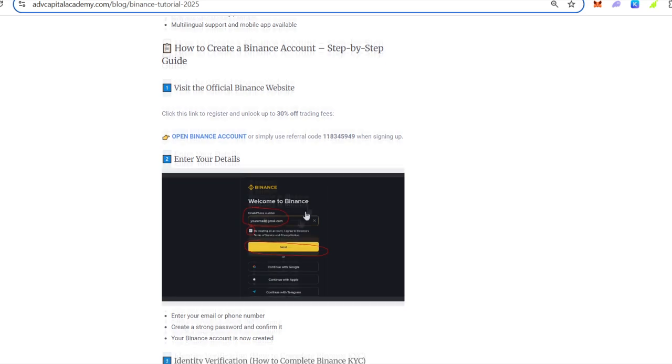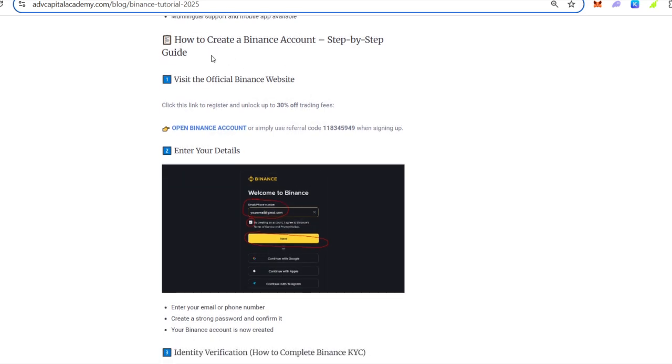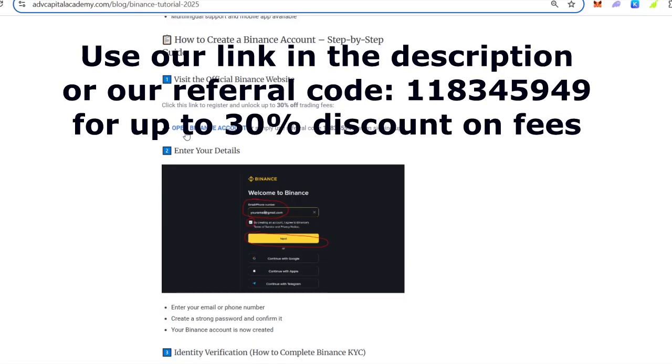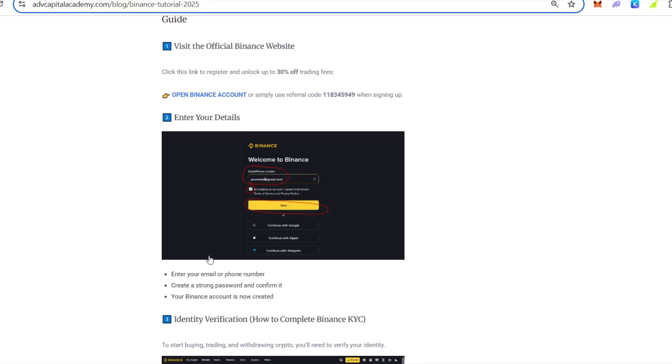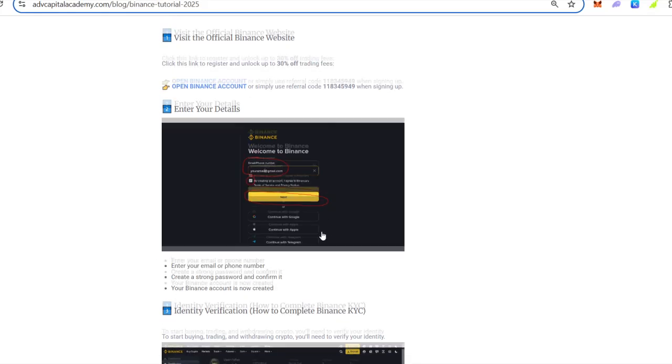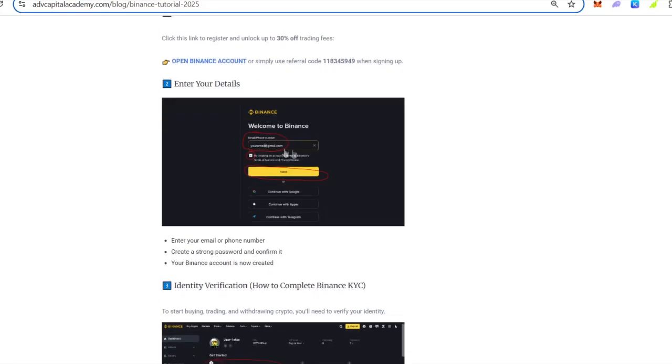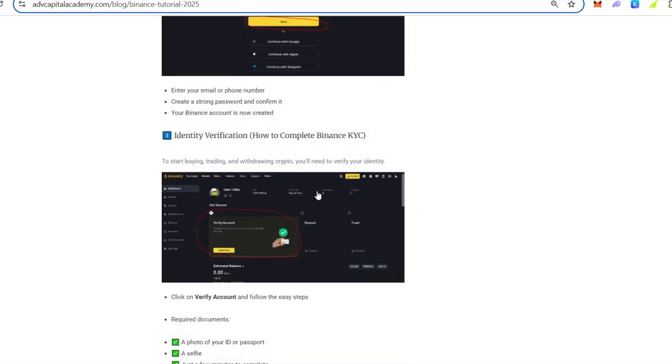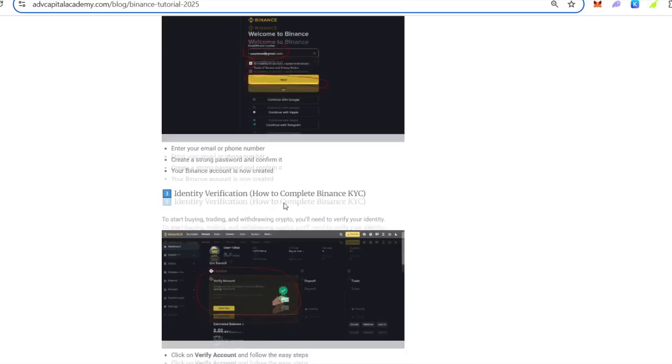So first thing you need to do is to create your Binance account. You need to go to the official Binance website. You have a link under this video, or if you go to the blog post, official Binance sign up page will open and you will need to enter your email, accept terms and conditions and click next. And that's it. Your Binance account is created.